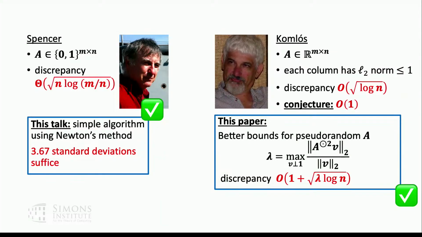For example, in the special case of random rotation matrices, this is very small, something like 1 over root n. In that case, you actually get discrepancy of order 1. And there are a whole bunch of other examples where this works.